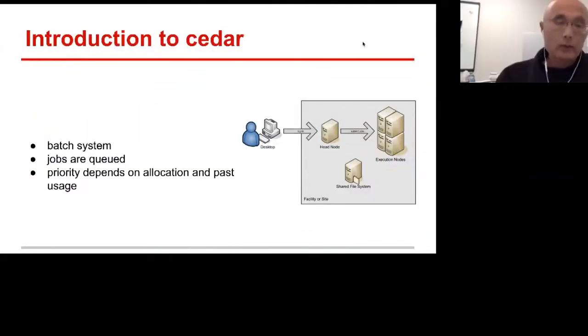So today we'll be logging into Cedar, which is one of the new machines at Compute Canada. Now this is a typical cluster system, which means that you are working at your desktop and you will be logging into a head node. And from there, you will be submitting jobs to the compute nodes. And there's also a shared file system that connects everything.